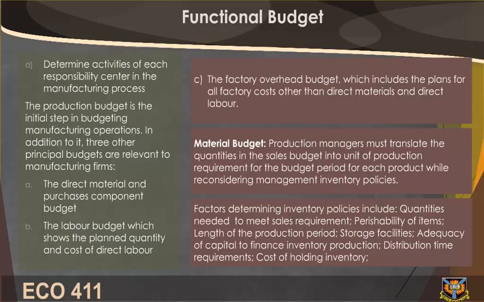The production budget is the initial step in budgeting manufacturing operations. In addition to it, three other principal budgets are relevant to manufacturing firms. A. The direct material and purchases component budget. B. The labor budget, which shows the plant quantity and cost of direct labor. C. The factory overhead budget, which includes the plans for all factory costs other than direct materials and direct labor.